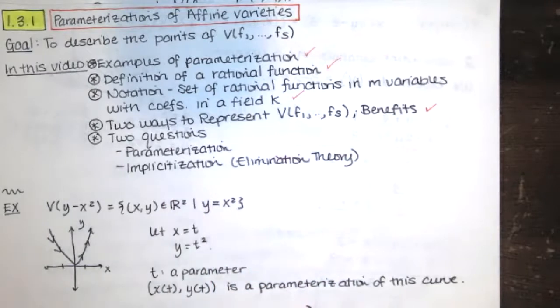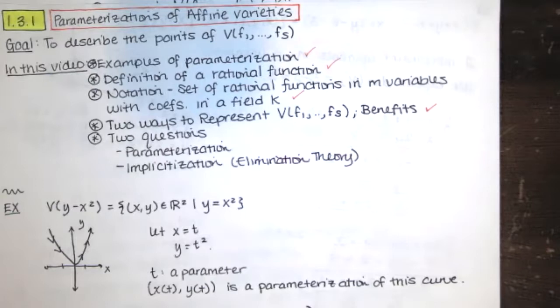For the second question, implicitization, I'm having trouble with that every time. Implicitization, that's just saying if we have the parametric equations describing V, can we find f sub 1 through f sub s? And generally we can, and usually that involves eliminating the parameters t sub 1 through t sub m, which may be represented by different letters like u and v. That's what we saw in our Calculus 3 courses.